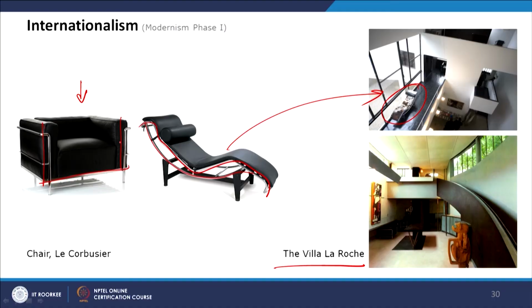And this is Le Corbusier's chair. The chair is absolutely coming out of a cuboid. Some volume of the cuboid is taken out, and this chair takes its form, and it also comes in this color tone, black, and then steel is added from outside. If you look carefully, this chair is also there in the Villa Roche.